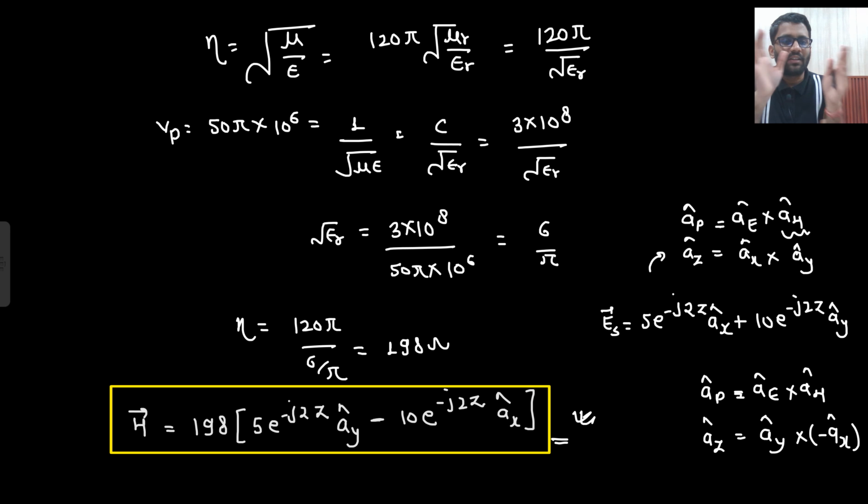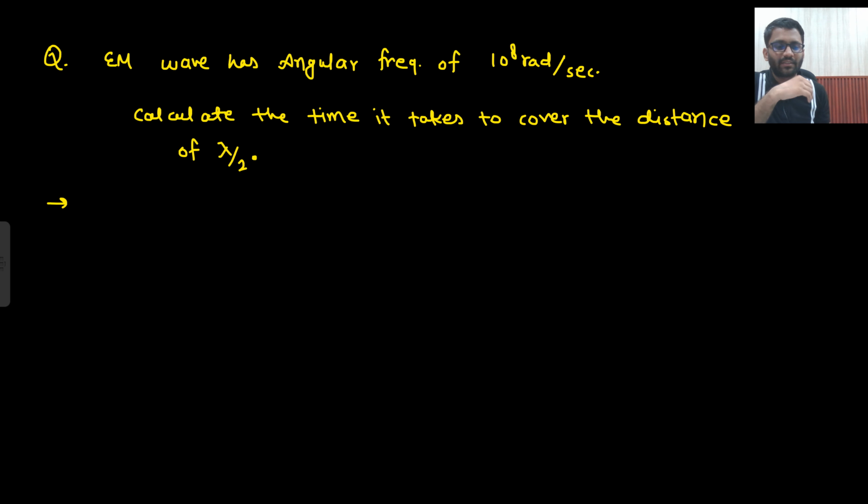Then everything was related to directions. So if I know the direction of propagation and the direction of electric field, then I can get the direction of magnetic field as well. So in the first one it was AY cap, in the second one it was minus AX cap, and this was the expression. Is that clear to you? Everything is crystal clear. Let's move to the next one.